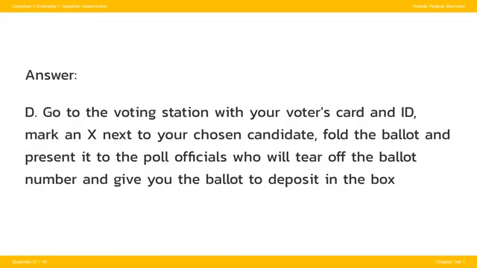The answer is D. Go to the voting station with your voter's card and ID, mark an X next to your chosen candidate, fold the ballot and present it to the poll officials who will tear off the ballot number and give you the ballot to deposit in the box.